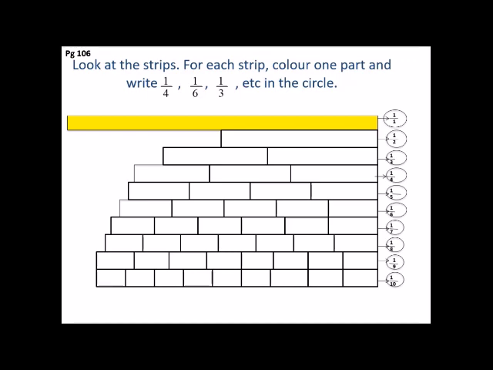Move on to the next strip. 1 by 2 is written in the circle. It means out of 2, 1 part is colored. Next, 1 by 3. It means out of 3, 1 is colored. 1 by 4 means out of 4, 1 is colored. 1 by 5 means out of 5, 1 is colored. 1 by 6 means out of 6, 1 is colored.